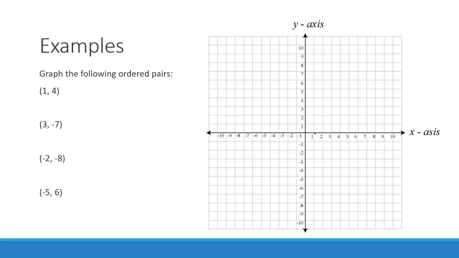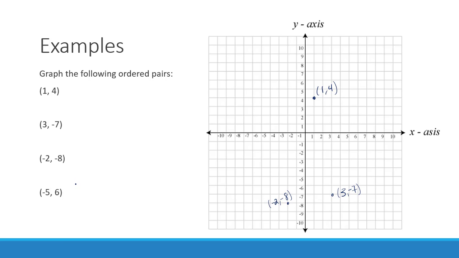So let's look at some examples of graphing. We're crawling over to positive 1, and then we're going up 4. So this is the ordered pair 1, 4. This one is 3, negative 7, so we're crawling over to 3, and then we're going down to 7. This is 3, negative 7. We're going over to negative 2, and then we're going down to negative 8. So this is negative 2, negative 8.